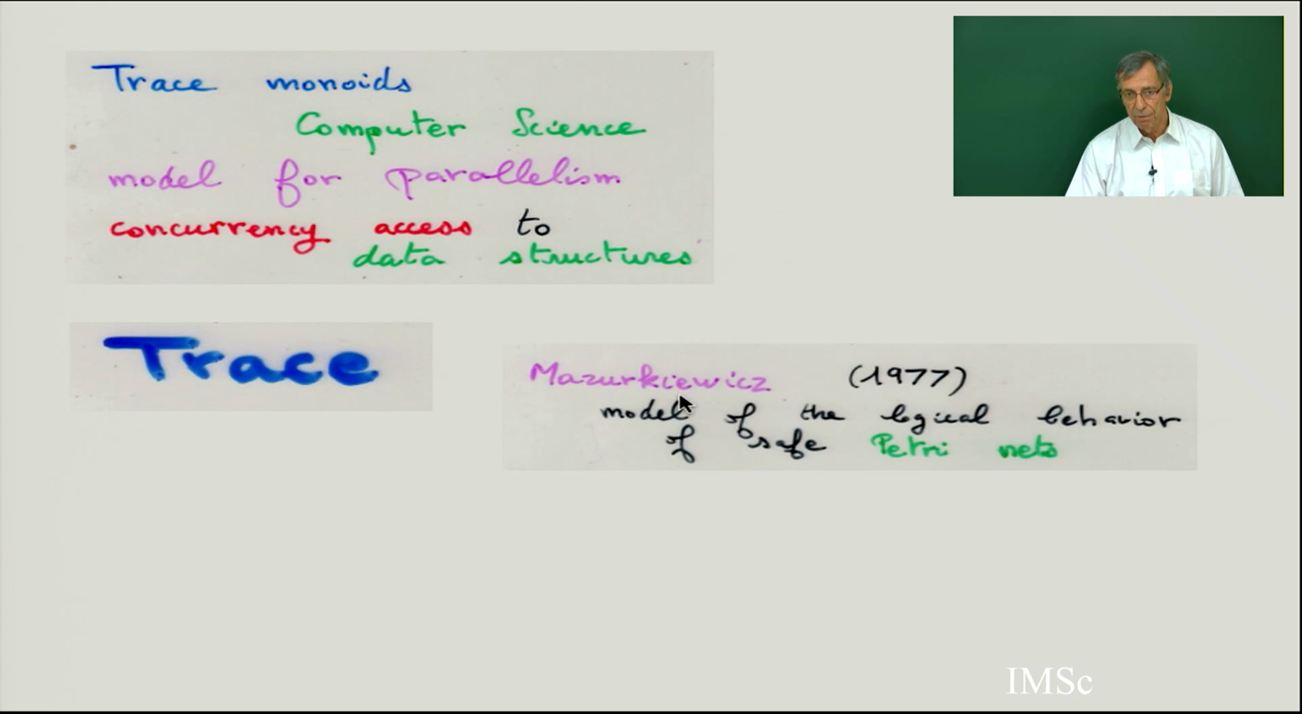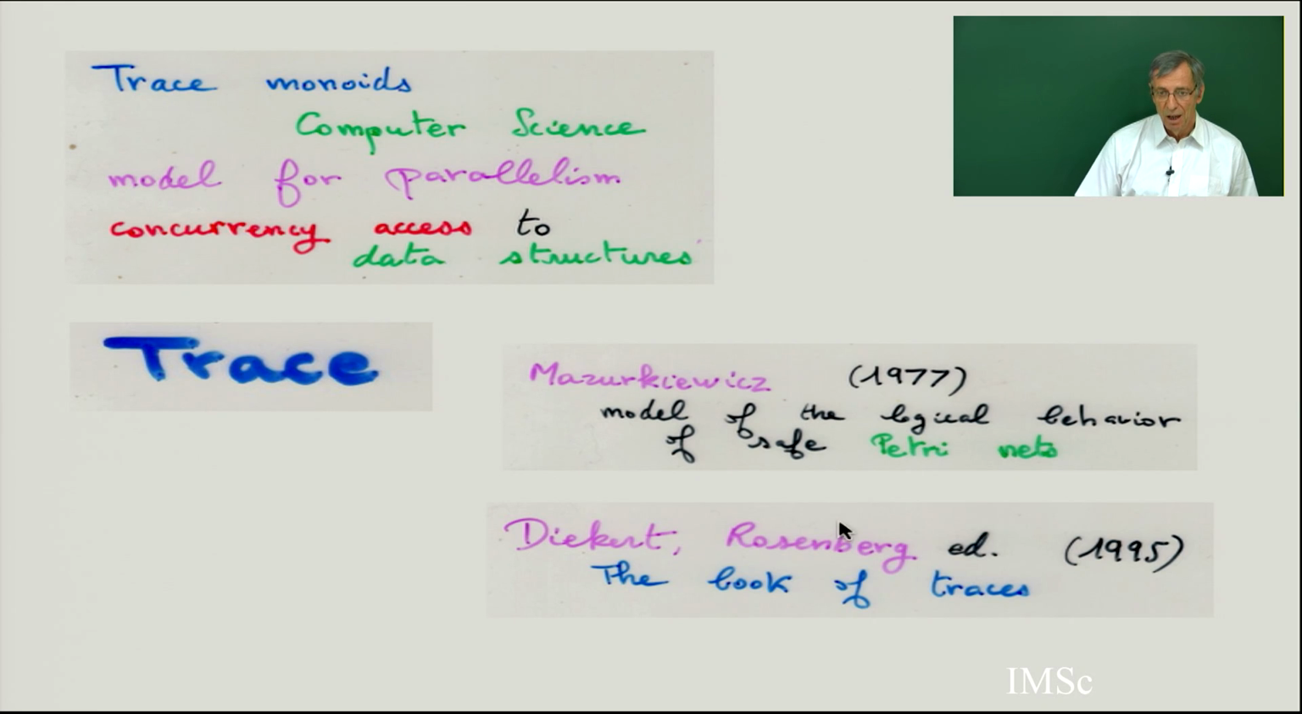So this trace monoid, in fact, was introduced by a Polish computer scientist, Mazurkiewicz, in 1977. He was working with what is called Petri nets, and a model for the logical behavior of safe Petri nets. So we are inside theoretical computer science, and much work has been done in theoretical computer science about this trace monoid. You know, the free monoids, it's a subset of languages, there are automata, algebraic languages, all this. So there is a modelization using this trace monoid, which appears to be the same as a commutation monoid. And there is even a book, the Book of Traces, in 1995 about all this. This is a computer science point of view about commutation monoids.